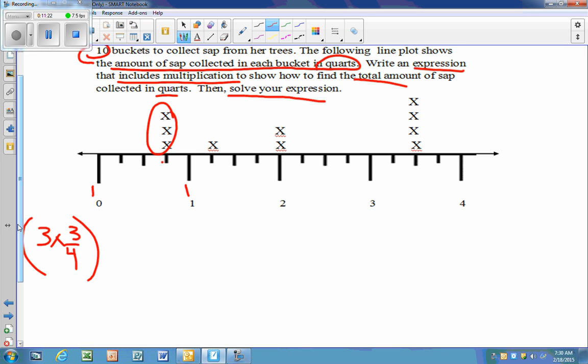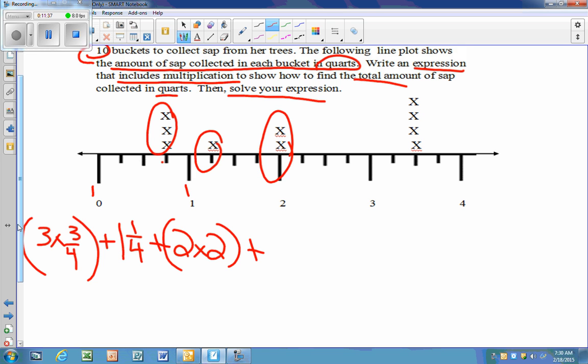I also now have this, which is at 1 and 1/4. So I'm going to add that to 1 and 1/4. And then I'm going to add that to this, which is right above the 2. So there are 2 x's on 2. I have to do that twice. And then I'm going to add that to 3 and 2/4. And I have 4 of those. So I'm going to do 5 times 3 and 2/4. So now I do have some multiplication in there. This is an expression. And now I need to solve it.